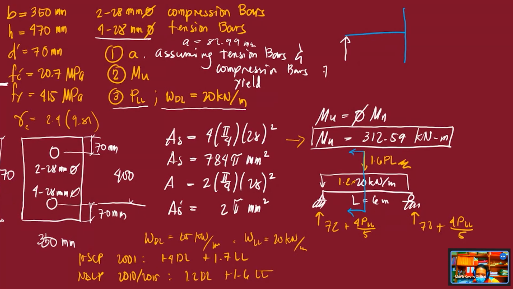Ano nga force? This is 72 plus 0.8 PLL, diba? Ano pa? Mada ni mo din 1.2 times 20, that is 24 kilonewton per meter. An imo 1.6 PLL, di rin na makikita didi kay ada madidayet cutting plane. Adi dati mga duduha nga forces. This distance is 3 meters.